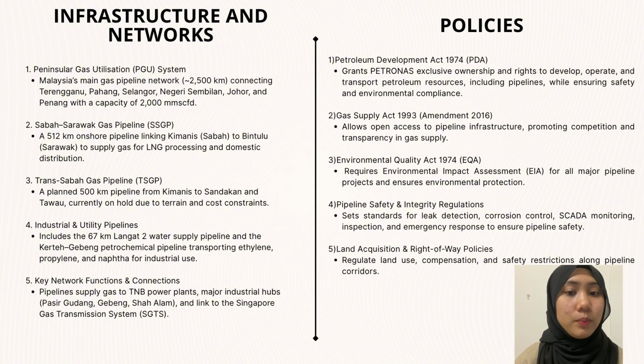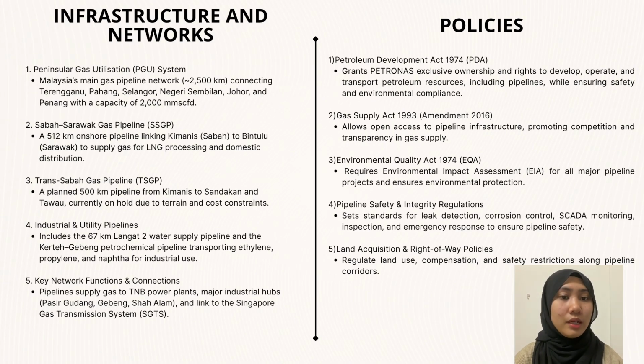Next, Sabah Sarawak Gas Pipeline, a 512 km onshore pipeline linking Kimanis, Sabah to Bintulu, Sarawak to supply gas for LNG process and domestic distribution. Next, Trans Sabah Gas Pipeline, a planned 500 km pipeline from Kimanis to Sandakan and Tawau, currently on hold due to terrain and cost constraints.